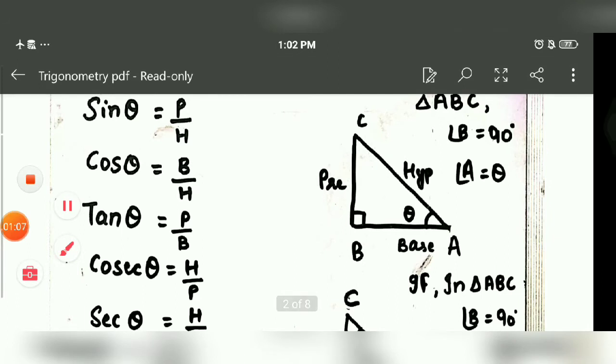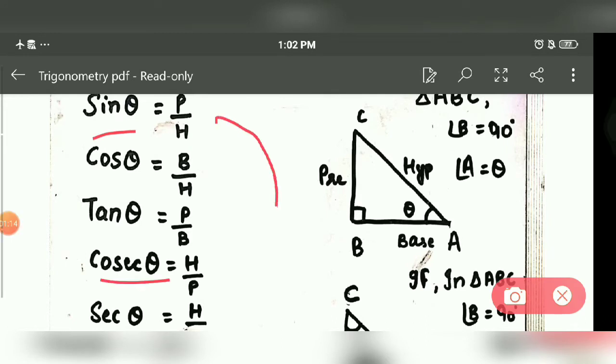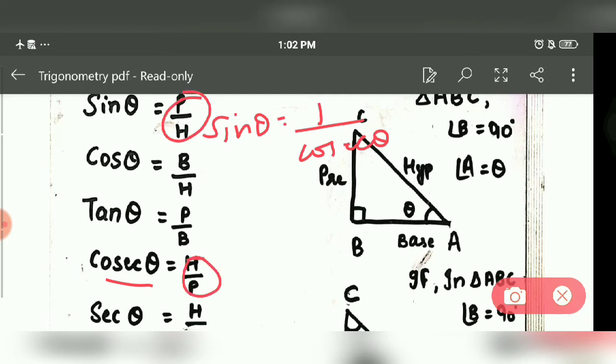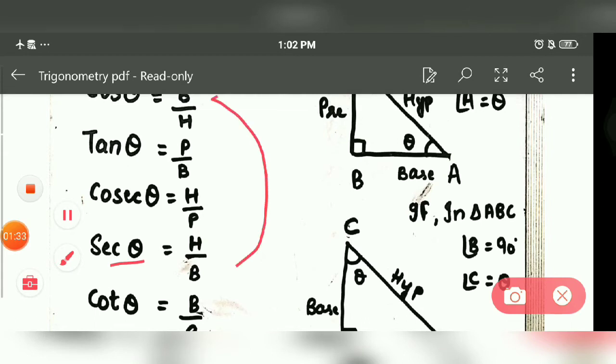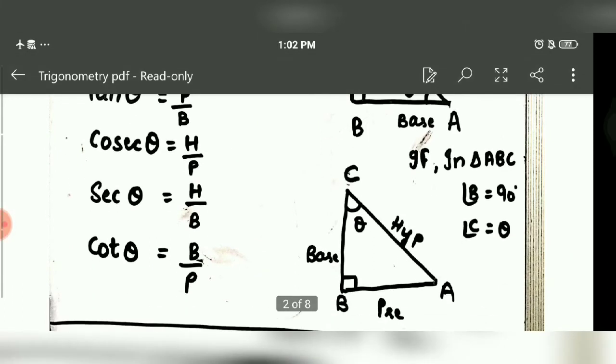Cosecant theta. Now sine and cosecant, these both are reciprocal of each other. It means to say sine theta is equal to 1 by cosecant theta. So cosecant theta is the reciprocal of this. This is P by H, then this is H by P. Similarly, secant is the reciprocal of cos. If that is B by H, this is H by B. Cot is the reciprocal of tan. If it is P by B, this is B by P.